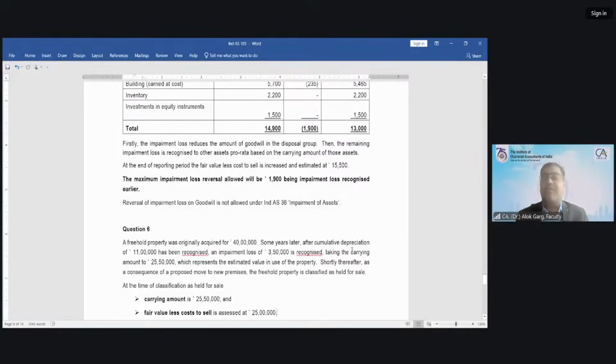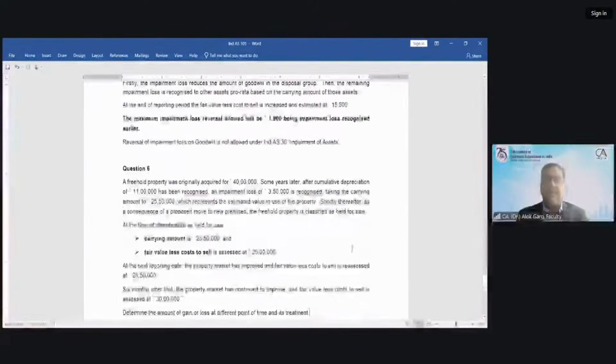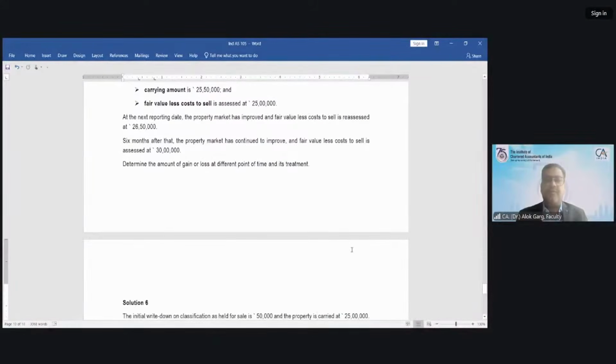And you know where it is written. If you read Ind AS 38, reversal of goodwill is like a recognition of internally generated goodwill, which is prohibited. So Ind AS 38 prohibits the recognition of internally generated goodwill. Is that clear? Okay. Very good.